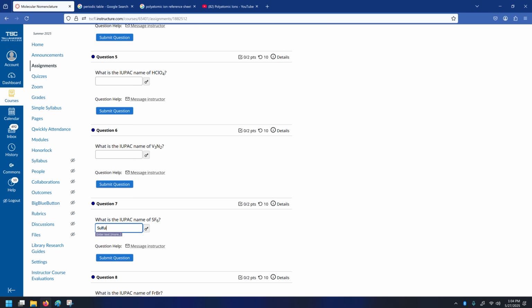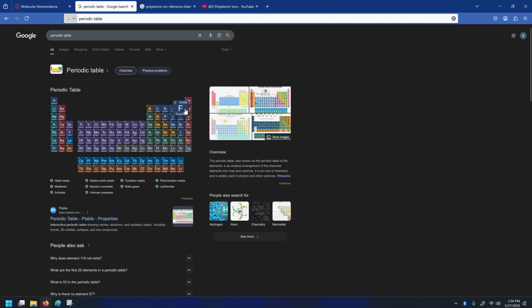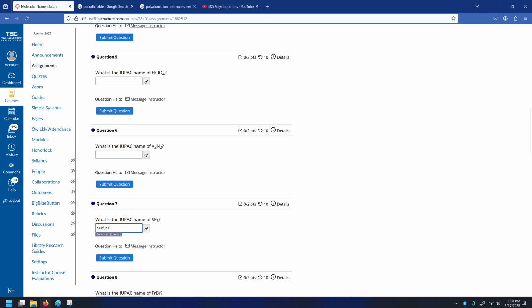This is going to be sulfur space fluor. See, even I mess up sometimes. Always check. Fluoride here, and we have 6 of them, so it'll be hexafluoride.